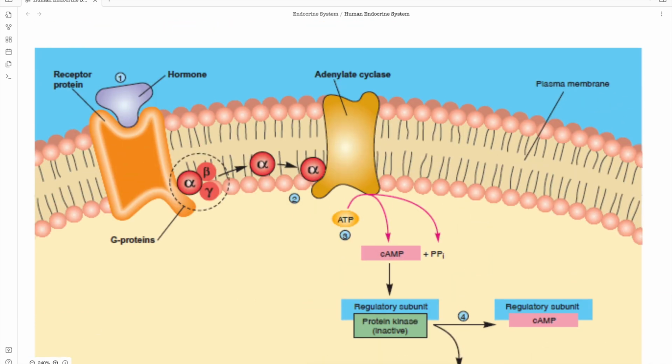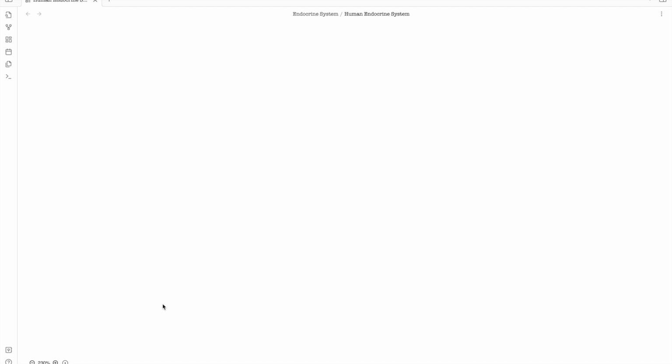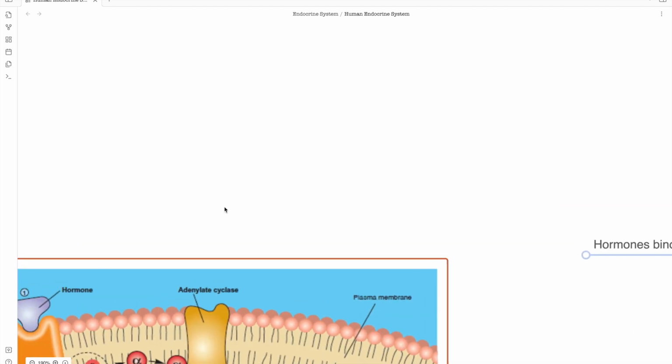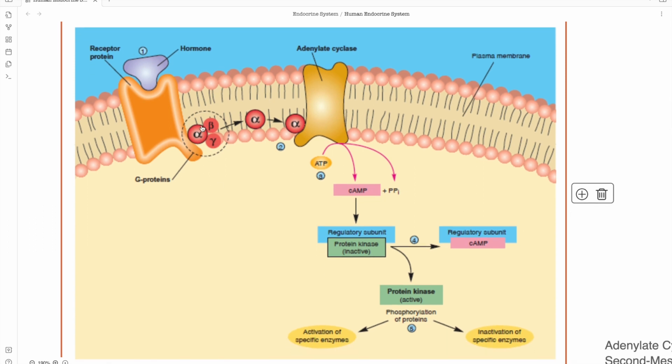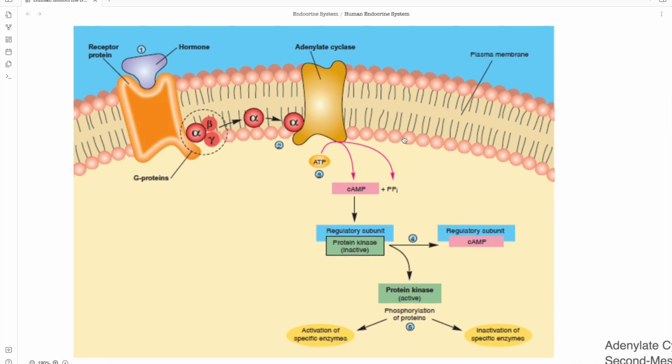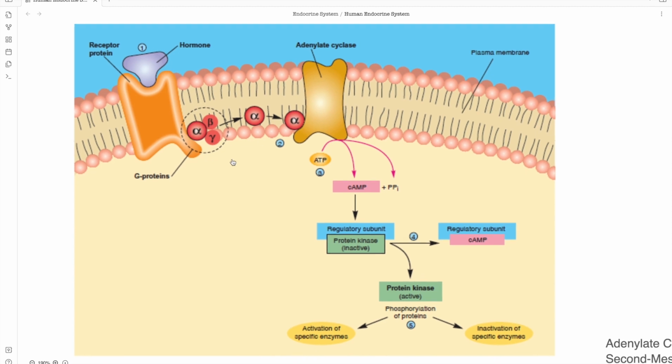So let's see. In our cells, we have a protein called G proteins. Now in these G proteins, there are three subunits: alpha subunit, beta subunit, and gamma subunit. You have to remember that when this alpha, beta, and gamma are together, that is called trimeric G protein, because there are three subunits, right? When these subunits are associated together, forming this trimeric G protein, they are actually in inactive form.